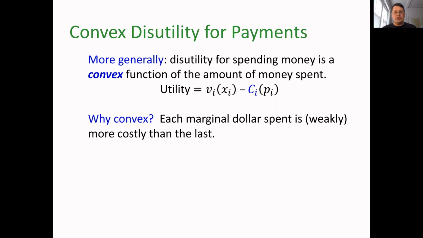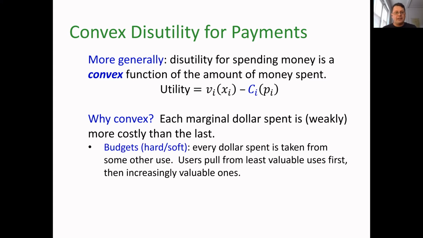It costs more utility. Now, why is this reasonable? Why do we care about nonlinearity and convexity? Well, this captures various notions and behavioral things that we observe in practice. For example, it captures the idea of hard or soft budgets. Users usually don't have unlimited access to funds.